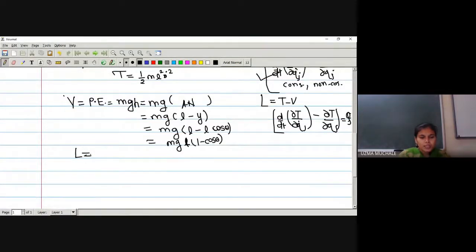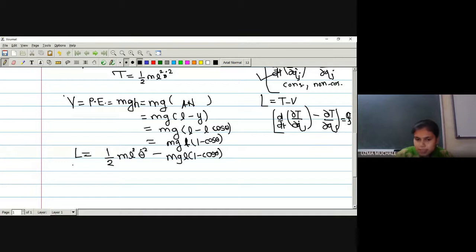So now let me write down the value of T that we have found: 1 upon 2 m L square theta dot square. The value of T is 1 upon 2 m L square theta dot square, minus V, which is nothing but mgl(1 minus cos theta). Is the idea clear up to this? L is equal to T minus V.